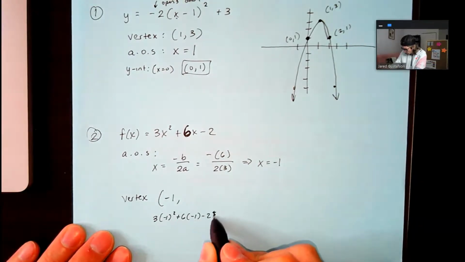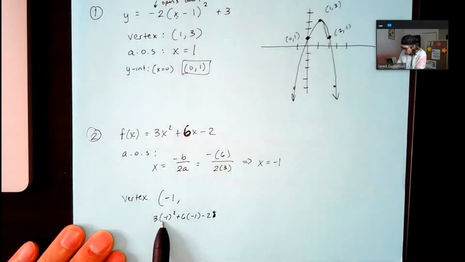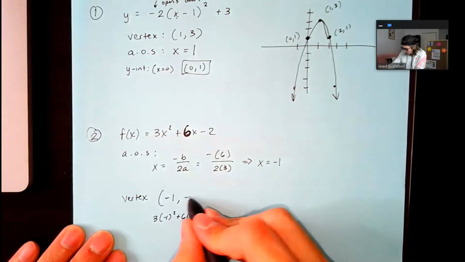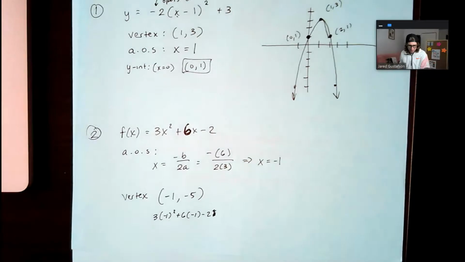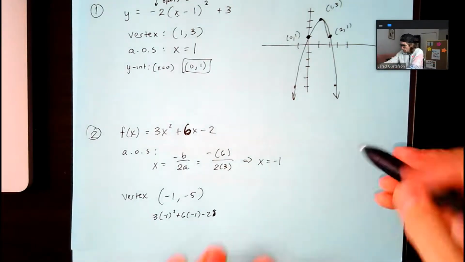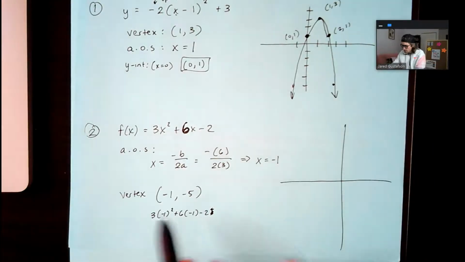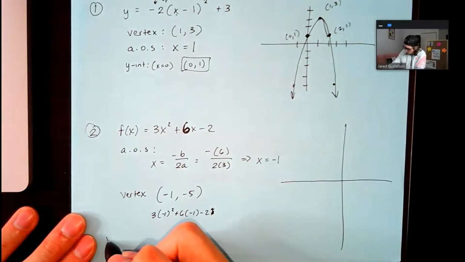Oops, that was not needed. -6, 3, -2 is a -5. I think it's -5. So there is our vertex. You know what? Let's do something fun for this one.